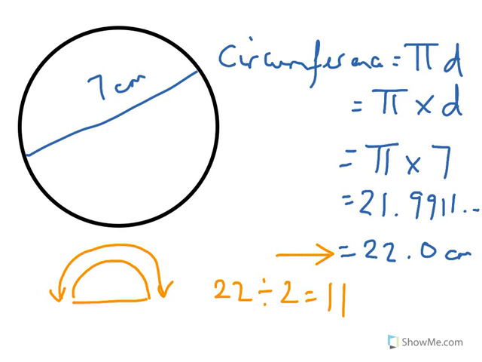But to find the perimeter of this shape, we also need to add on this straight bit here, which is actually our diameter. So we need to add on to our 11 the length of the diameter, which is 7, which would give us 18 centimetres. So be careful when you've got to find the perimeter of a semicircle. Don't forget to add on the straight bits, the diameter or the radius or whatever it might be. Okay, so that's area and circumference of circles.